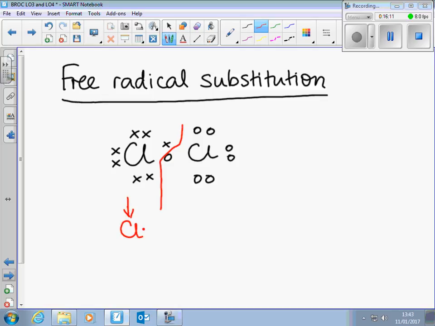That dot is showing its unpaired electron. Here's the other one, exactly the same. And while they are essentially just atoms, the important point here is an unpaired electron. That makes it a very reactive thing.